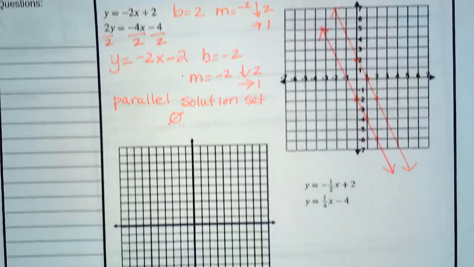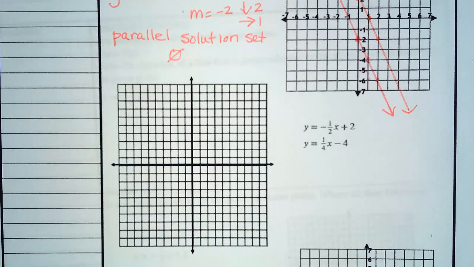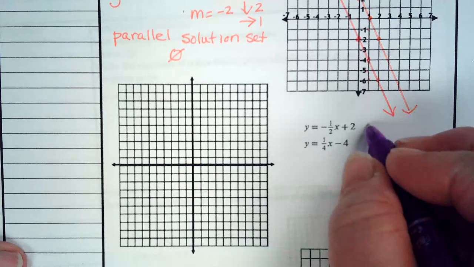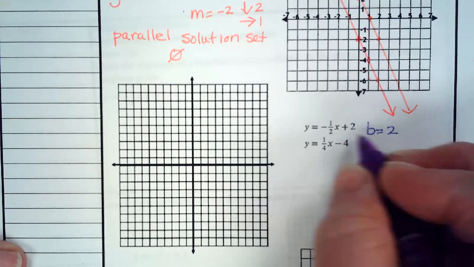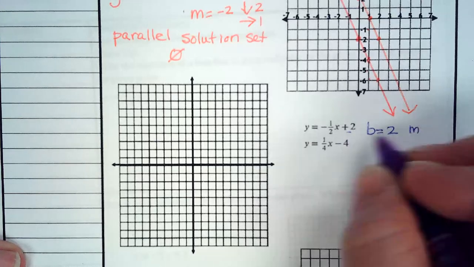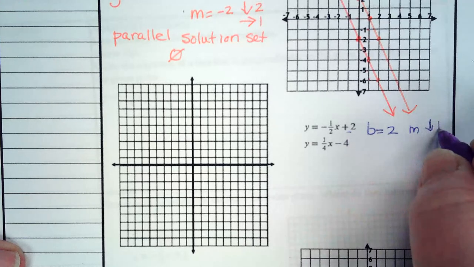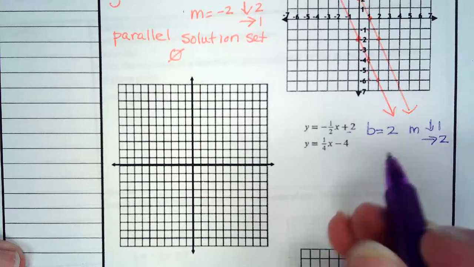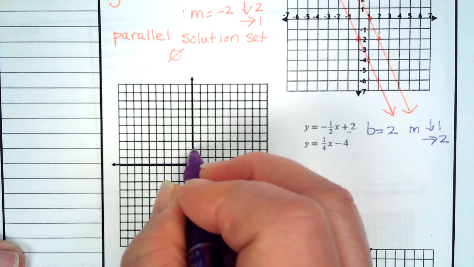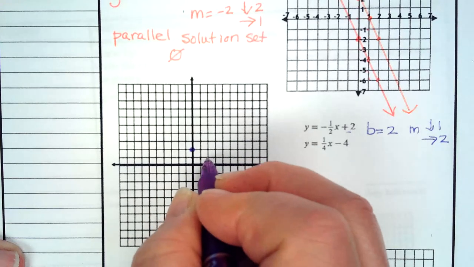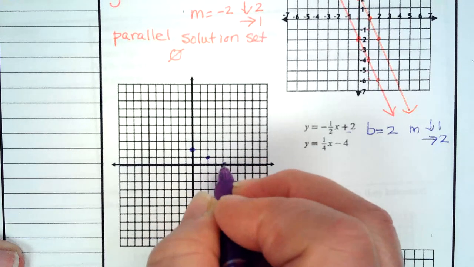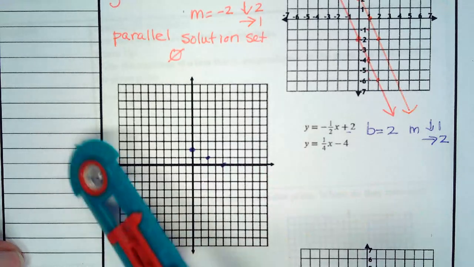Okay, can you graph the next one? Try it on your own, then check your answer. Well, I hope you tried, and I hope this is only a check for you. So if I'm looking at the first one, where do I begin? I begin at 2. This is -1/2, so it's down 1 and right 2. Go down 1 and right 2. Draw your line.